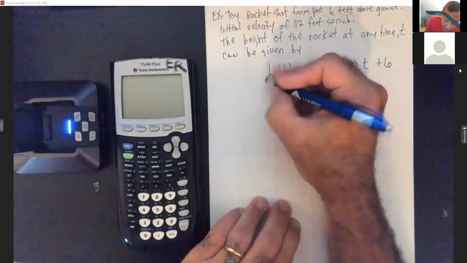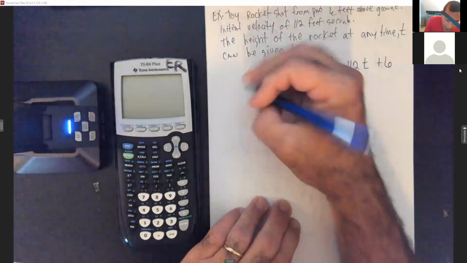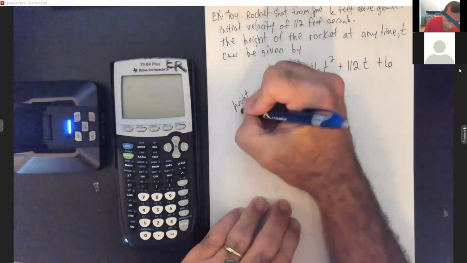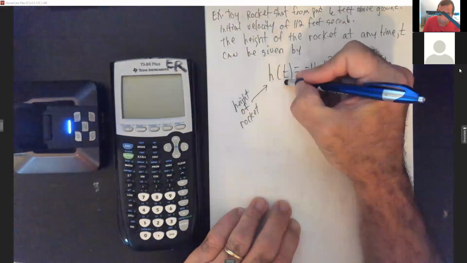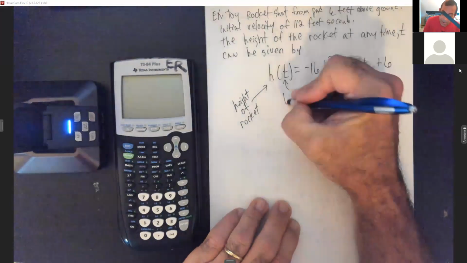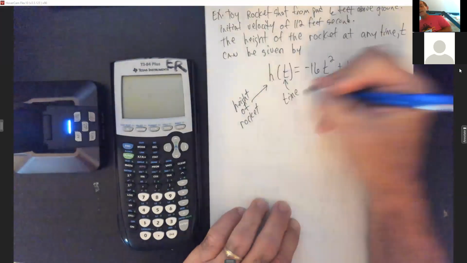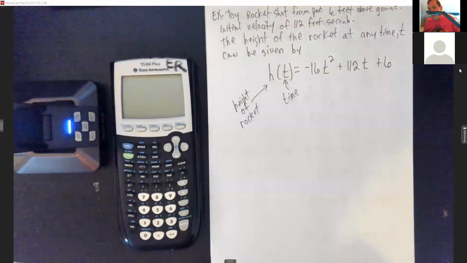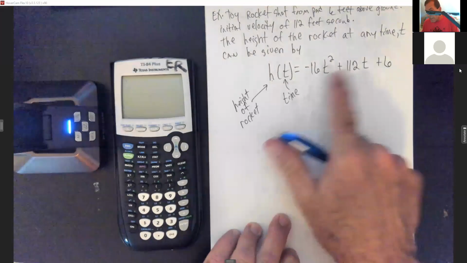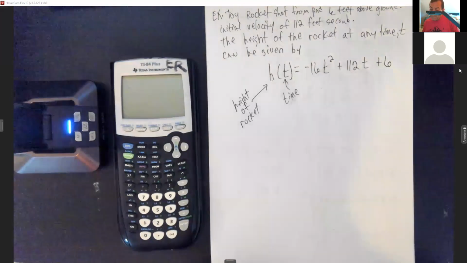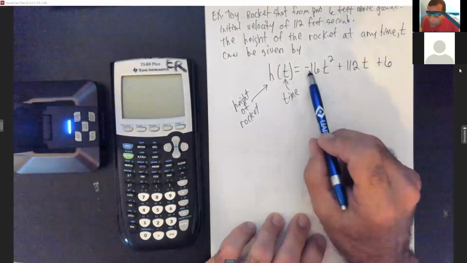H is the height of this rocket. T is the variable for time. So time's the variable for this equation because the height depends on how long this rocket's been in the air. Now, we'll tell you where these parts came from.